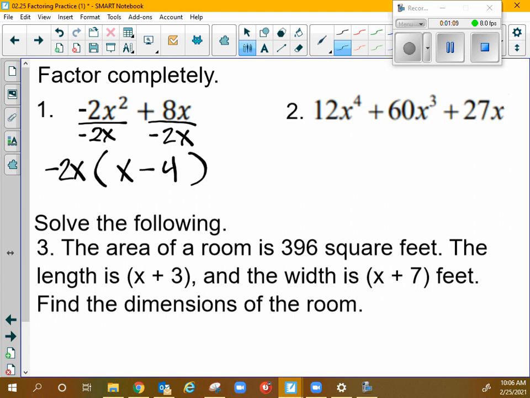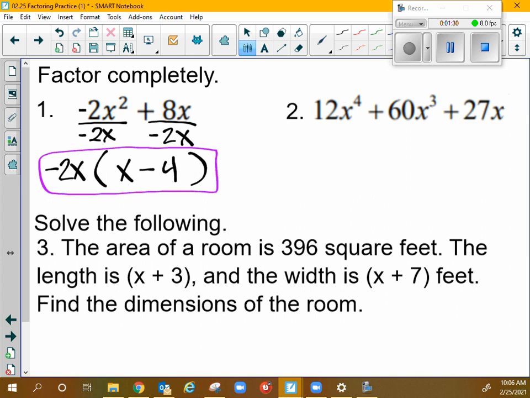I factored out an x, so it's not squared anymore. Okay, so this is my answer. That's all I can do. That's it. Because now all I have left is x minus 4. You can't factor that further.